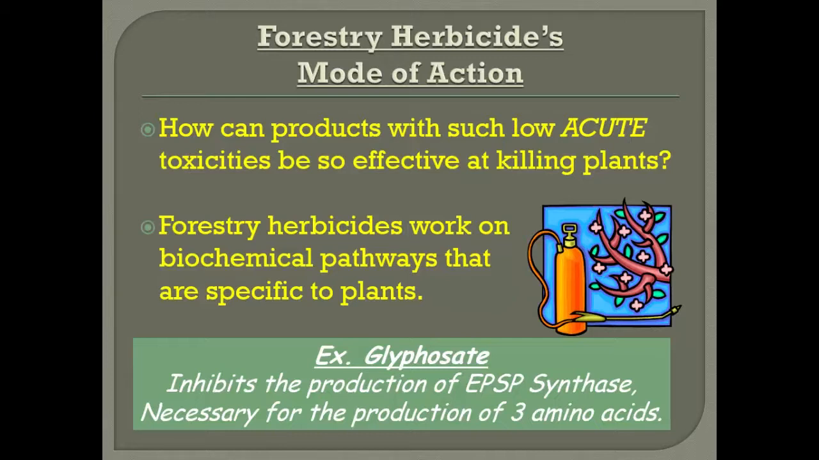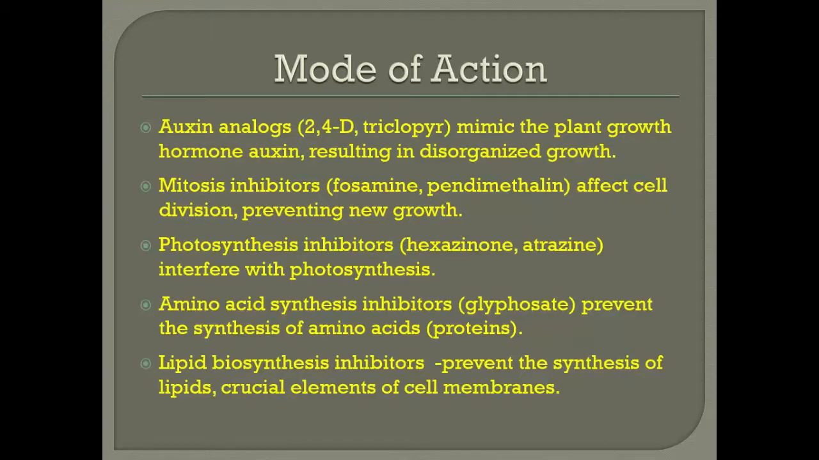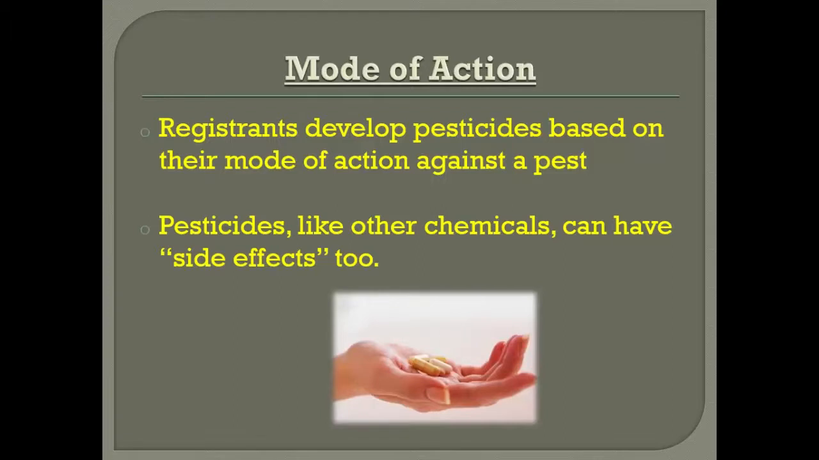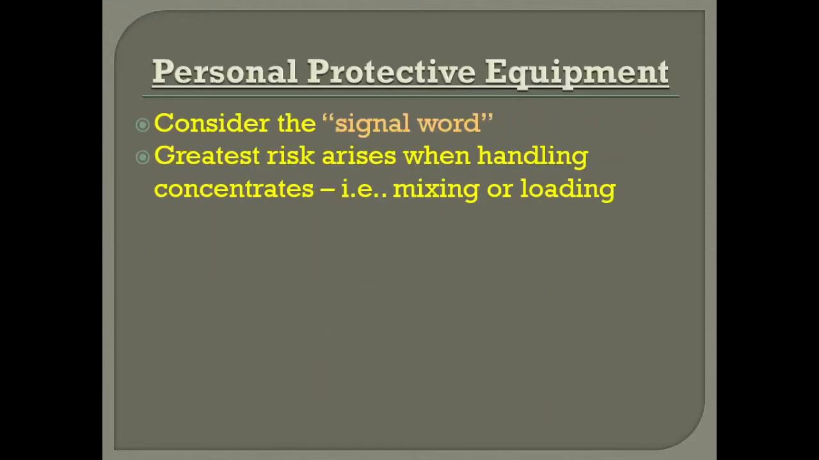It mentions here, this is for glyphosate, it inhibits the synthesis of amino acids and things like that. And this is just an example of some of the modes of action of some common forest herbicides. So the point is that we're operating in different systems, unless, of course, you're ingesting very large amounts, where you're going to have some level of impact. The people who register pesticides, or in general develop them, do so based on their mode of action against the pest. And there can be side effects for some of these, but for most of the ones we have, that's not really an issue. So consider the signal word.